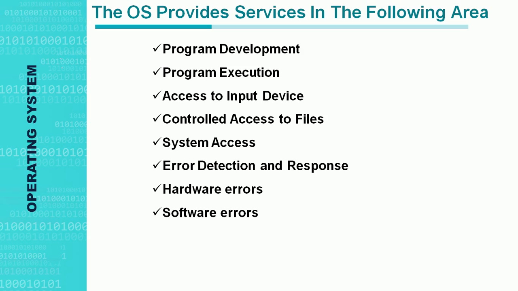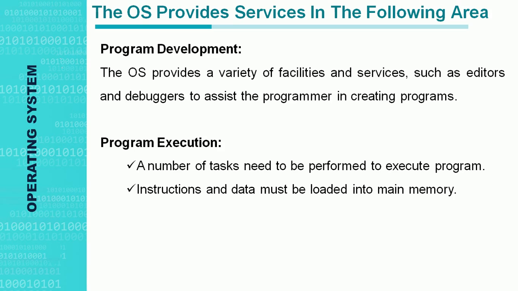Here the operating system provides the following services, that is, program development. After the development of the program, the program can be executed, and at the time of execution it can be accessed through the input devices and given data through the input devices. It will control the access to the files, and it also accesses the system. At the time of access, there can be error detection and a response. Some types of errors occur, like hardware errors and software errors.